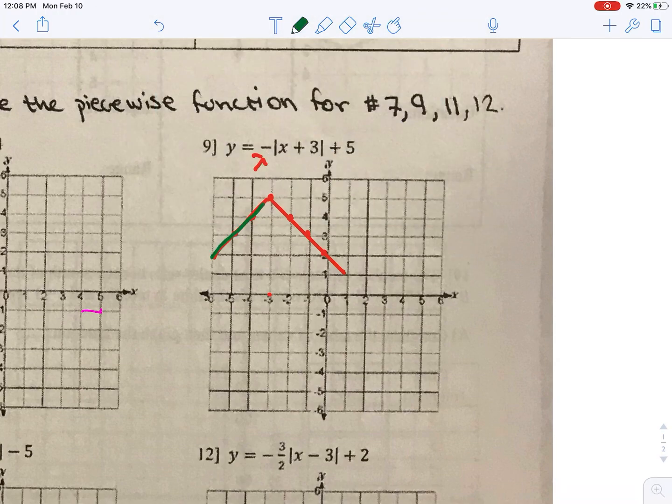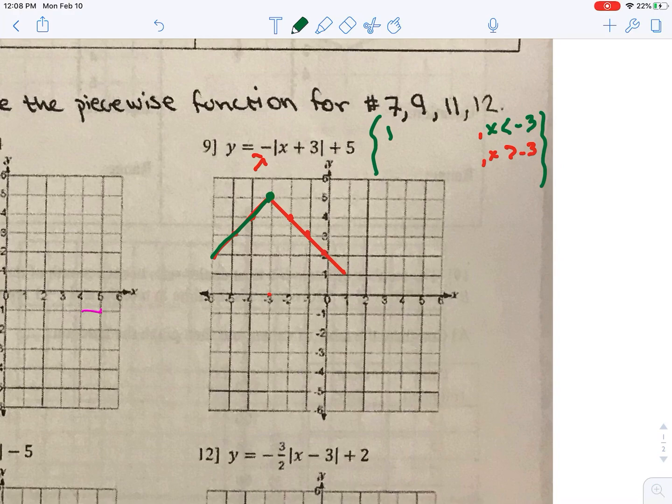So once again, I will make the left side green, and I will make the right side red. So it looks like when x is less than -3, I'm going to do the green part of it. And when x is bigger than -3, I'm going to do the red part. Here we go. So for the green part, I have a slope of the number 1. 1 box over and 1 up. So I can write that in if it makes me feel better.